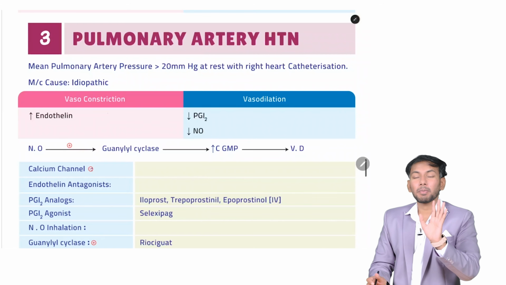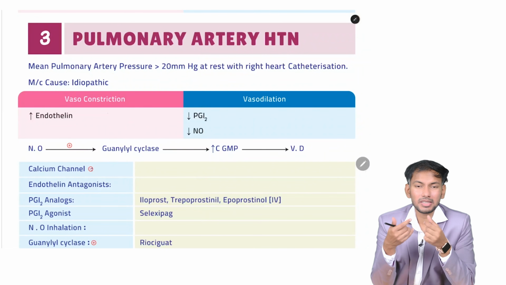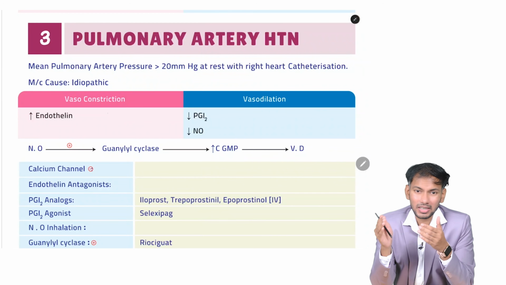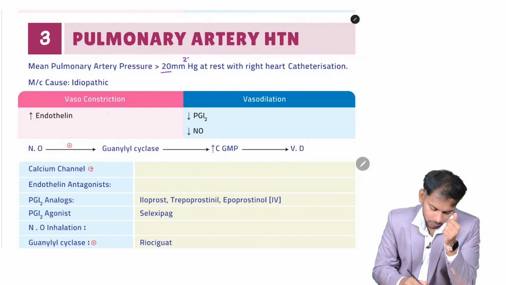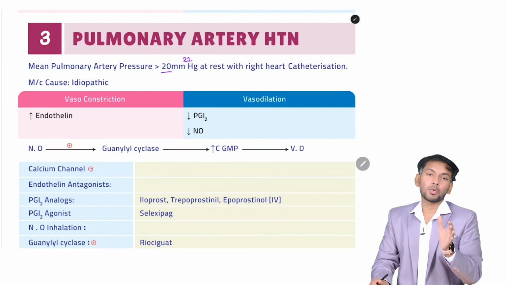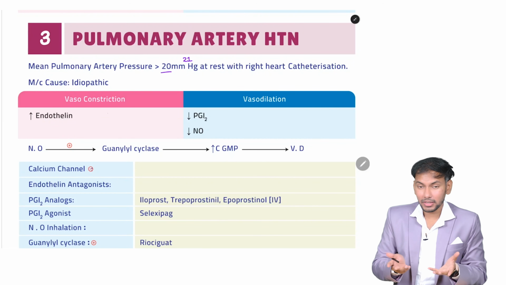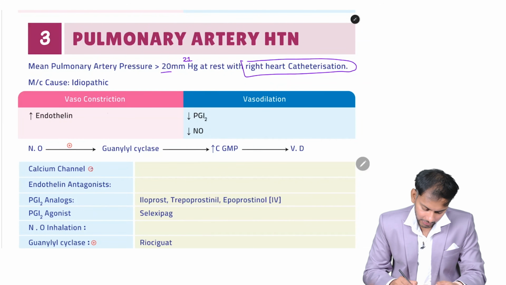Now coming to pulmonary artery hypertension, an important topic in medicine. Basically it means there is increased blood pressure in the pulmonary artery. How much is it? Different textbooks say different values. Some say it is more than 20, some say more than 21. So it is either more than 20 or 21 mmHg at rest in the pulmonary artery when you are measuring it with the help of right heart catheterization.